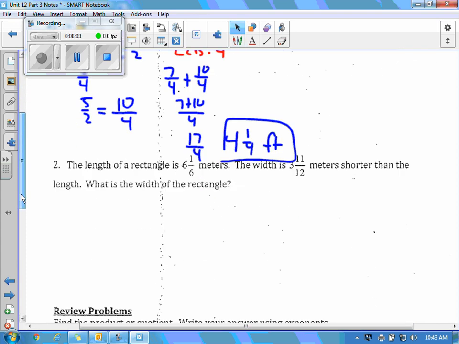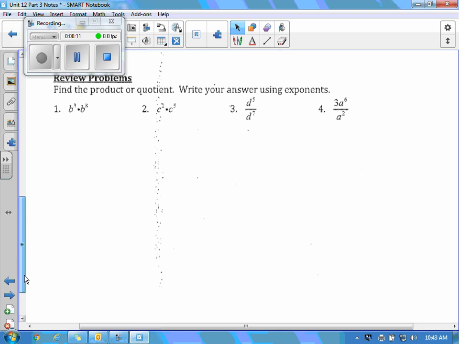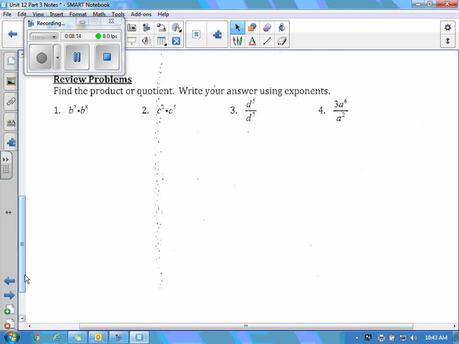Number 2, I'll leave for you guys to try, and then there's review problems down here at the bottom. Make sure you get them all done, get them all graded.